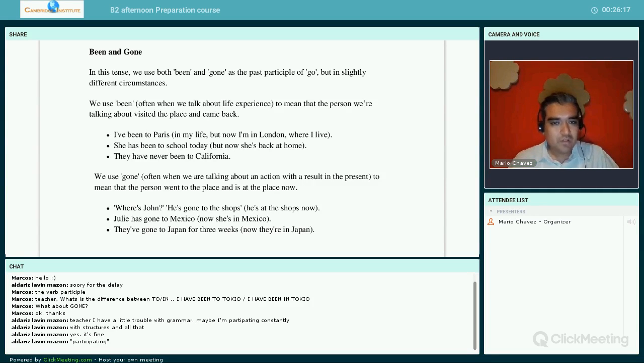We use gone often when we're talking about an action with a result in the present, to mean that the person went to a place and is at the place now. So when you say you went and you came back, you use been. When you say you went and you are still there, you use gone, right? For example, where's John? He's gone to the shops. He's at the shops now. Julie has gone to Mexico. She's in Mexico now. They've gone to Japan for 3 weeks. They are in Japan right now.